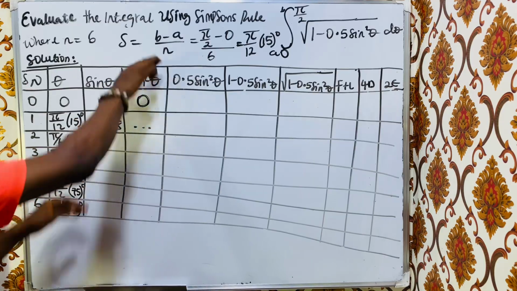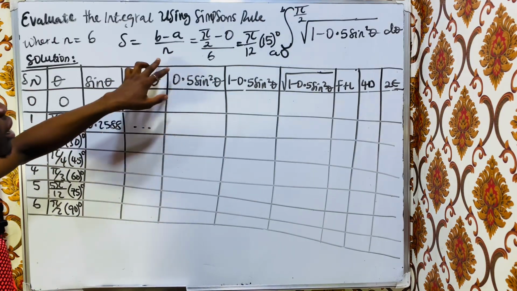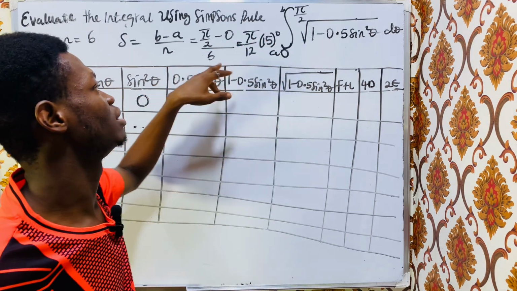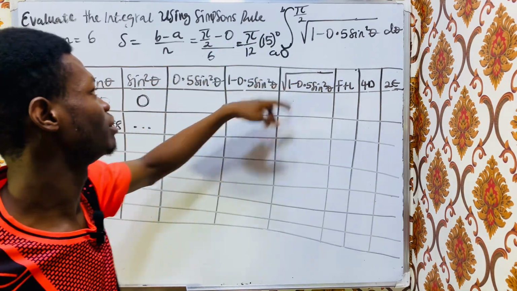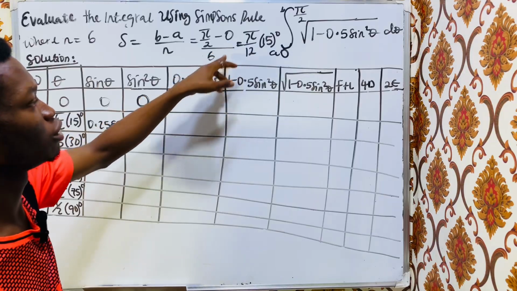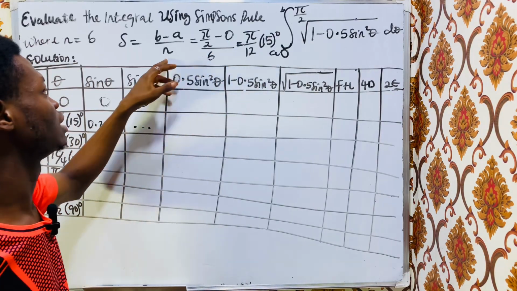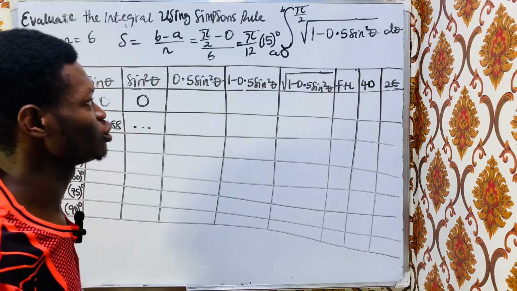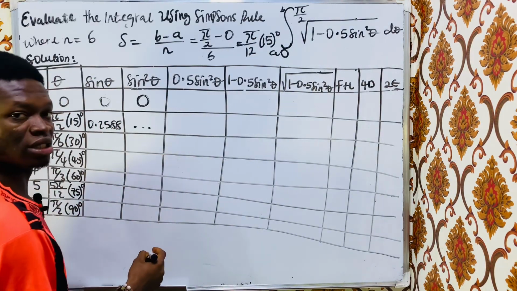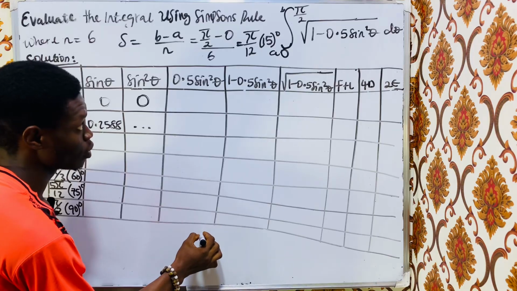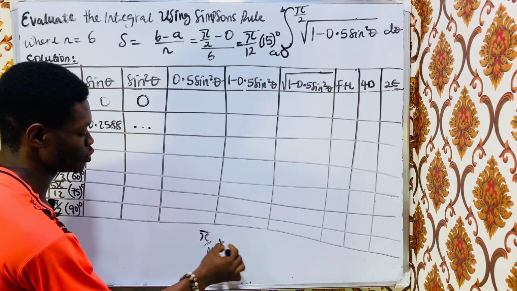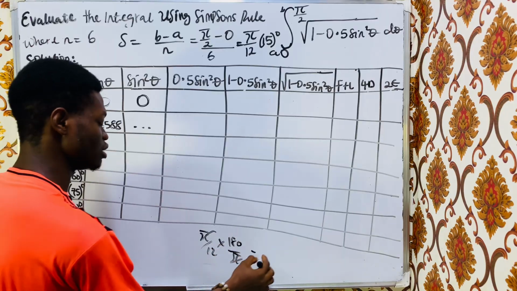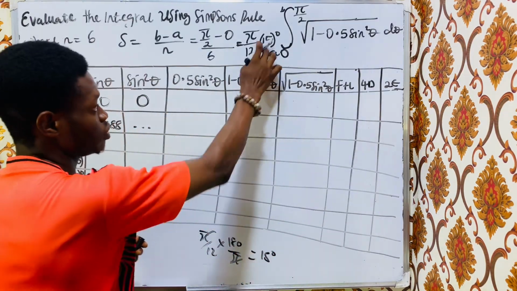So our step size h is equal to (b minus a) over n. Our b is the upper limit and a is the lower limit. So pi over 2 minus 0, then all over 6, that's our n. If you do it well, you're going to get pi over 12. And pi over 12, if you want to convert it to degrees, is pi over 12 times 180 over pi. This cancels this, and this will give us 15 degrees. So that's what I wrote here.